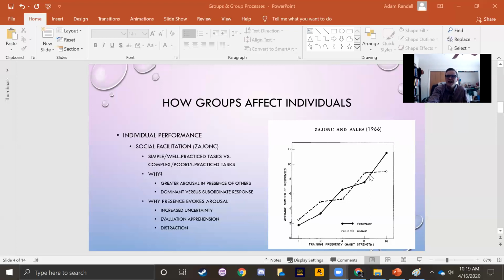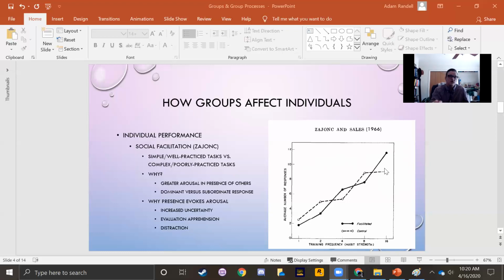But let's look at the high end of this line. Again, the black line is when they were trying to pronounce these words in the presence of others. And note that this dot right here, when they've practiced the word 16 times, so it's well practiced, when they're in the presence of others, they pronounce that word far more successfully than those who practiced it the same amount but are trying to pronounce it by themselves, meaning there are no observers, again, other than the experimenter.